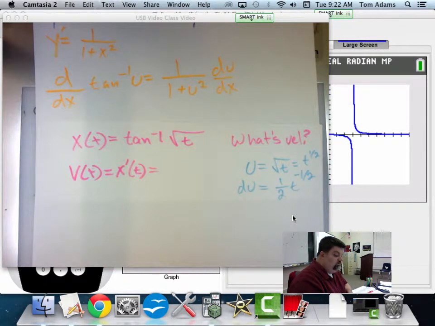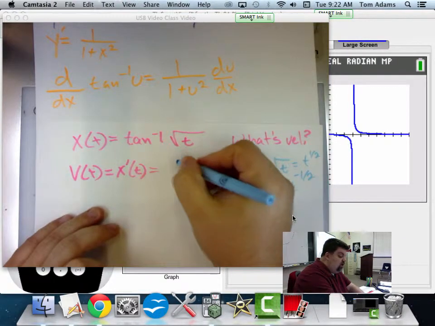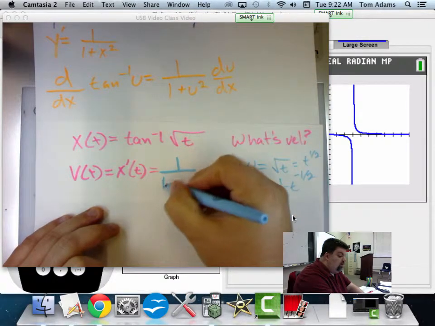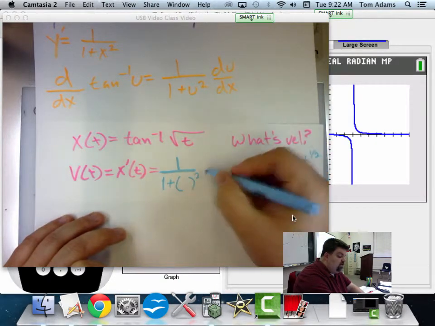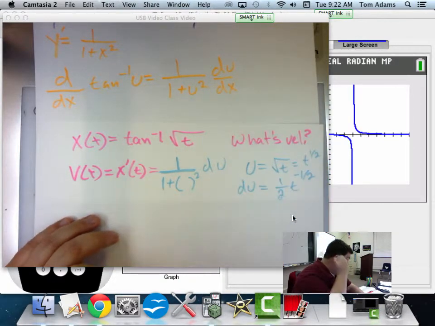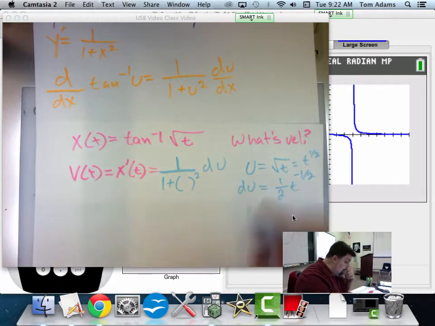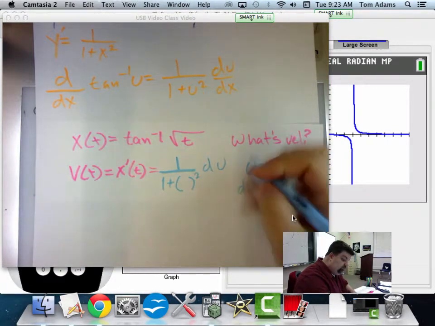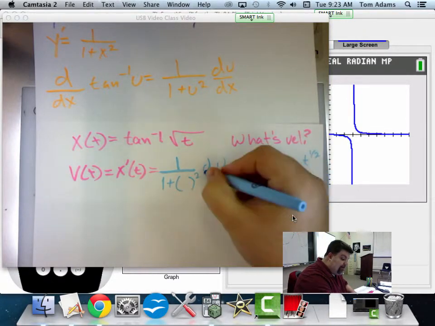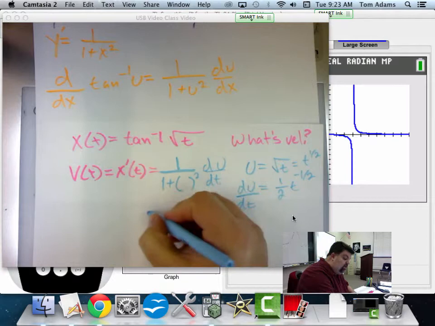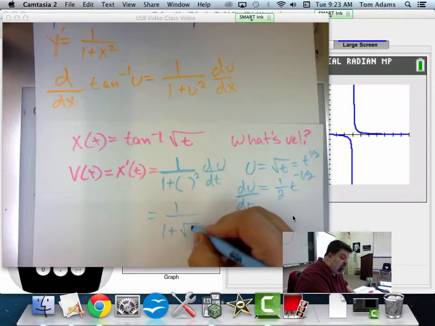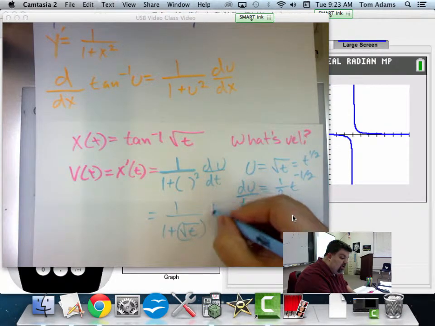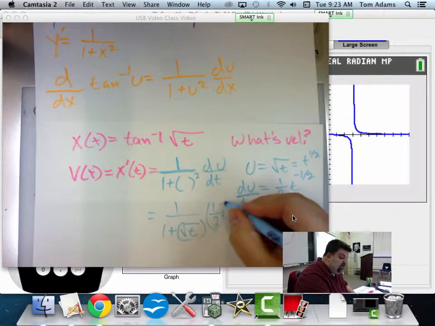That's a fun rule. So now what I need to write then is that the derivative of this is 1 over 1 plus whatever u is squared, and then we tack on du. In this case, it would be like du dt, because it's a derivative of time. So really, I have 1 over 1 plus the square root of t times the quantity 1/2 t to the negative 1/2.